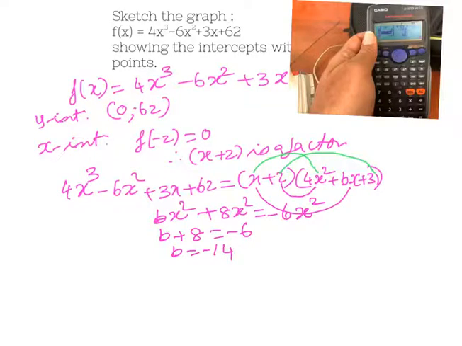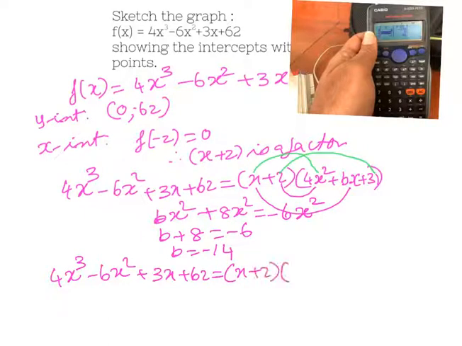So what are my factors? My factors are: 4x cubed minus 6x squared plus 3x plus 62 is equal to x plus 2 times 4x squared. Let me write neatly.